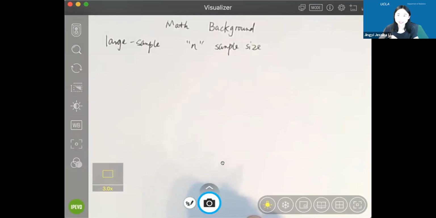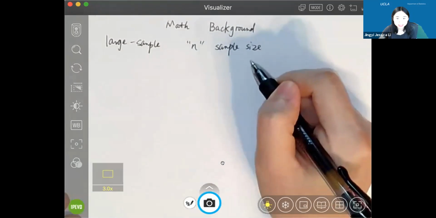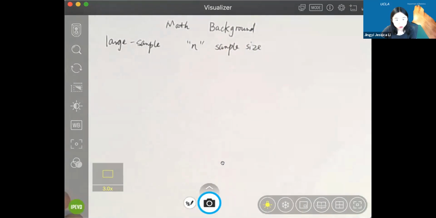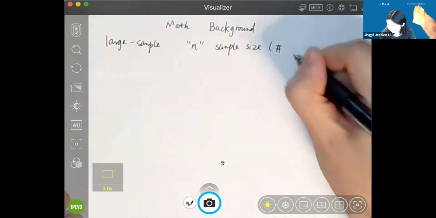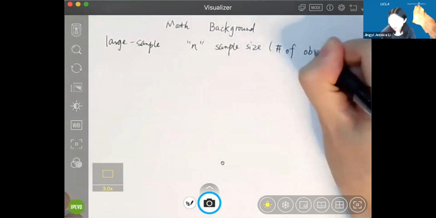But if I'm doing something, then that makes my learning more active. And I see some of you are actually doing that. That's good. So this is the sample size. And by sample size, we actually mean, more specifically, the number of observations in our data.